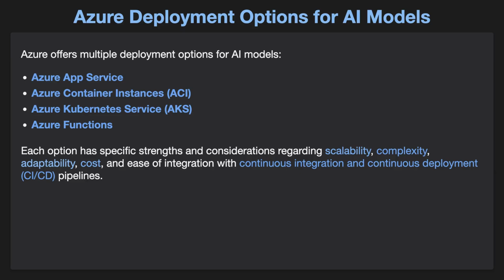Azure offers multiple deployment options for AI models: Azure App Service, Azure Container Instances (ACI), Azure Kubernetes Service (AKS), and Azure Functions. Each option has specific strengths and considerations regarding scalability, complexity, adaptability, cost, and ease of integration with continuous integration and continuous deployment (CI/CD) pipelines.